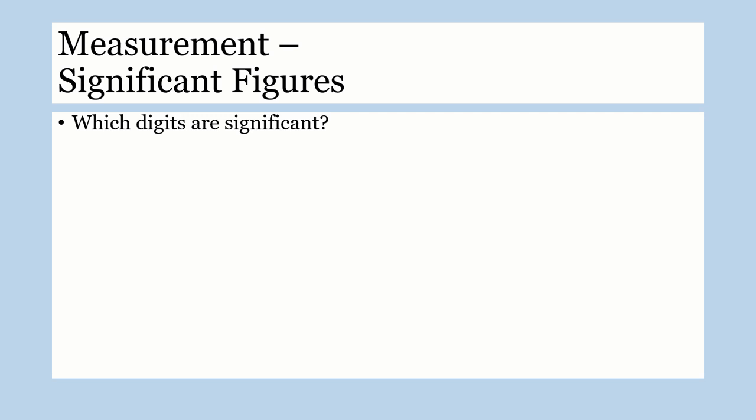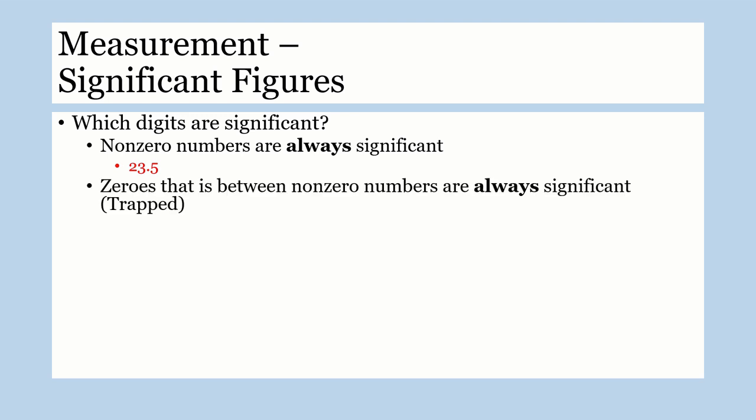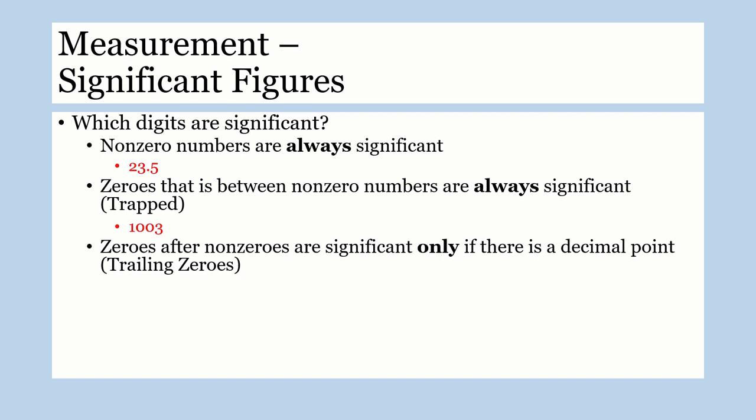There's kind of two cases in which they're not. So if you have non-zero digits, non-zero digits are always significant. So for example, if your number is 23.5, all three of those digits are significant. So we would say that this has three total significant figures. Zeros that are between non-zeros are always significant. These are called trapped zeros because they're trapped by the non-zero numbers. So if you have a number like 1003, these zeros are significant because they're between the 1 and the 3. It doesn't matter whether it's just 1 zero or 15 zeros between the non-zeros, as long as it's a zero between non-zeros, it is going to be significant.